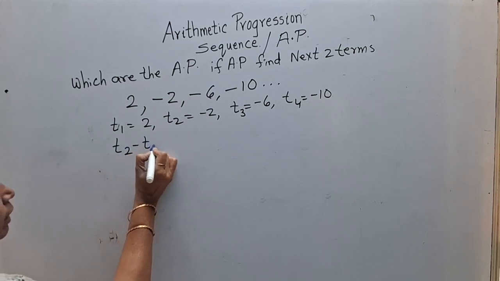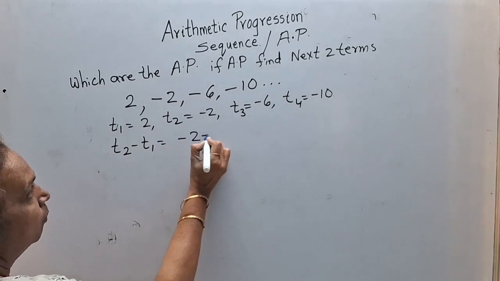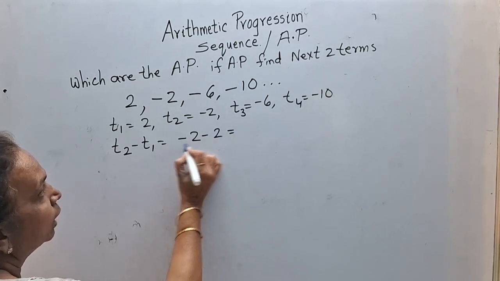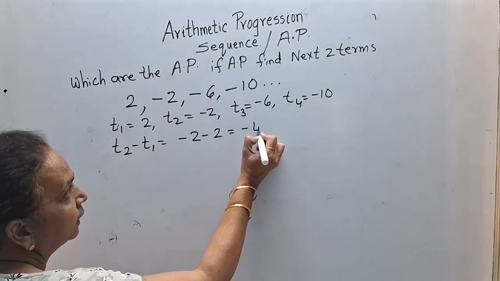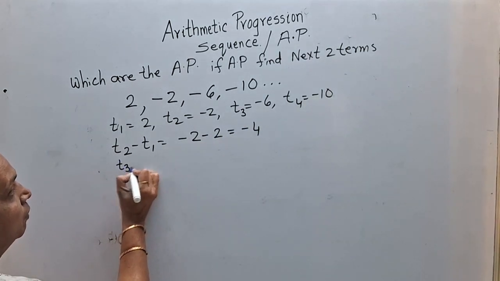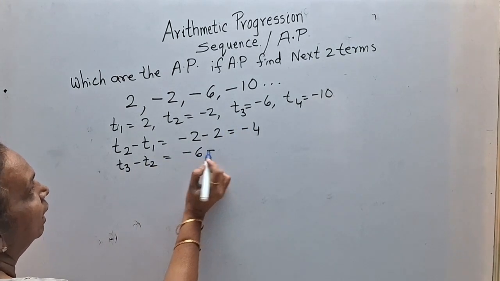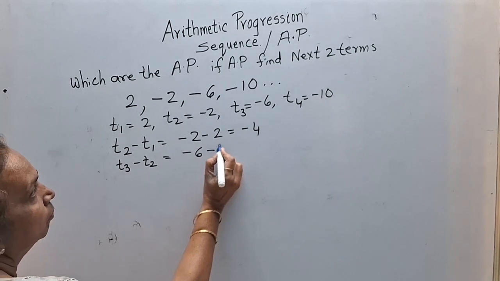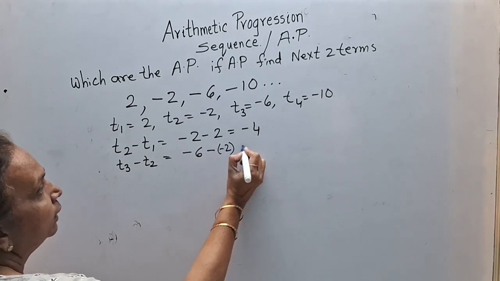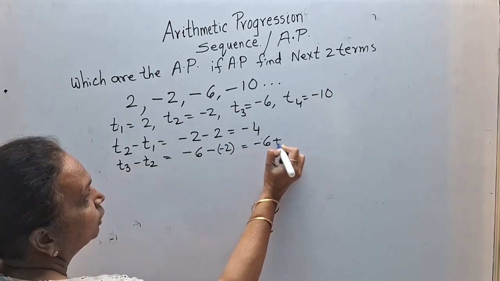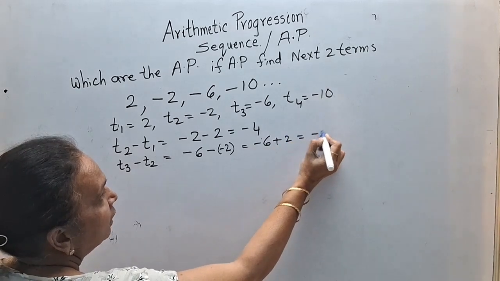T2 minus T1 is minus 2 minus 2. Both are minus, so you do plus with a minus sign. Then T3 minus T2. T3 is minus 6, minus T2, which is minus 2. That is nothing but minus 6 plus 2, which is minus 4.